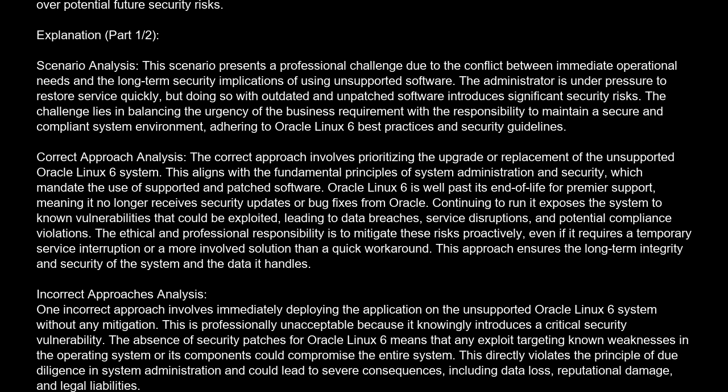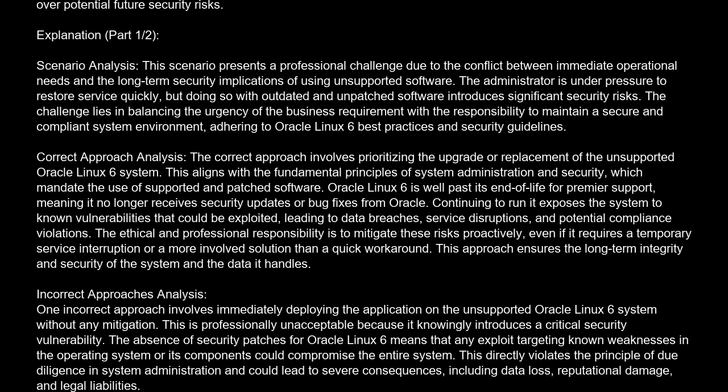Incorrect approaches analysis. One incorrect approach involves immediately deploying the application on the unsupported Oracle Linux 6 system without any mitigation. This is professionally unacceptable because it knowingly introduces a critical security vulnerability. The absence of security patches for Oracle Linux 6 means that any exploit targeting known weaknesses in the operating system or its components could compromise the entire system. This directly violates the principle of due diligence in system administration and could lead to severe consequences, including data loss, reputational damage, and legal liabilities.